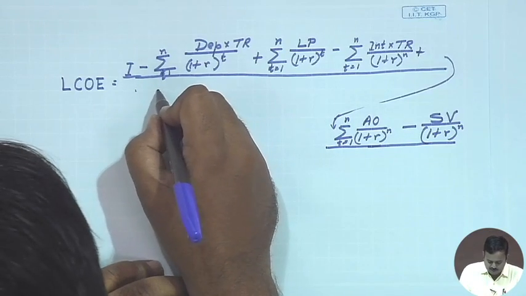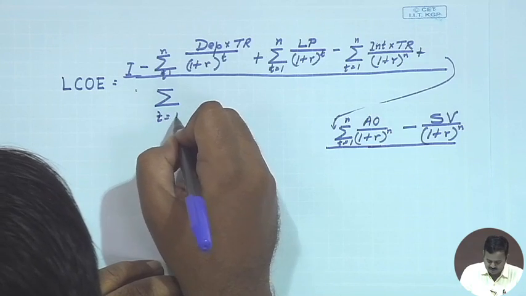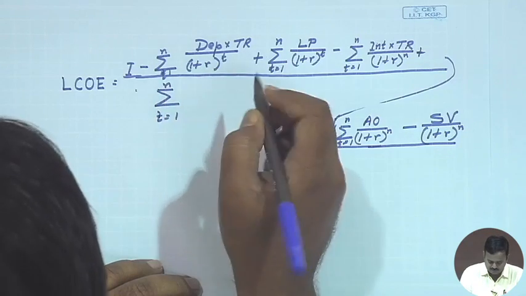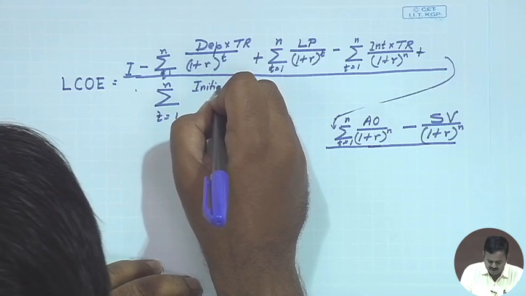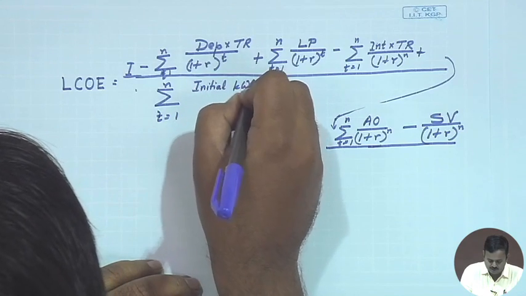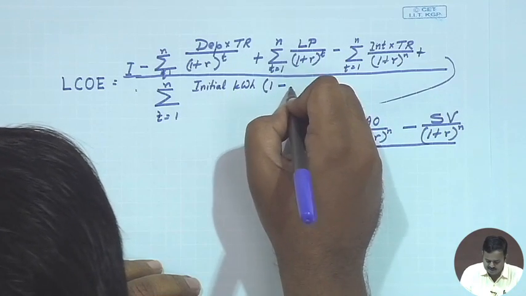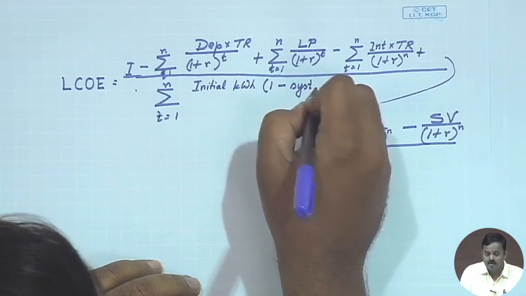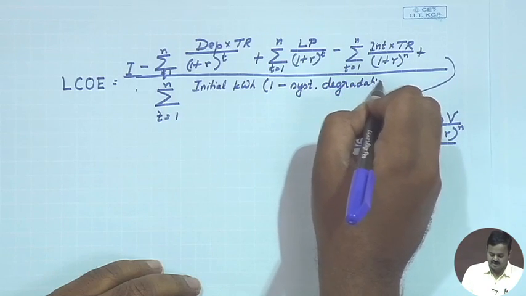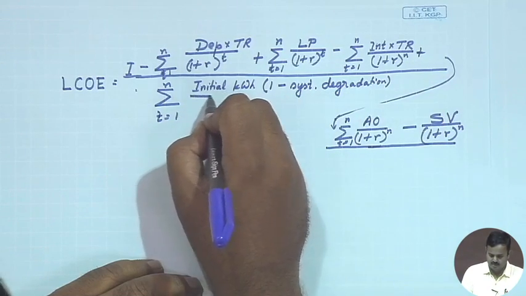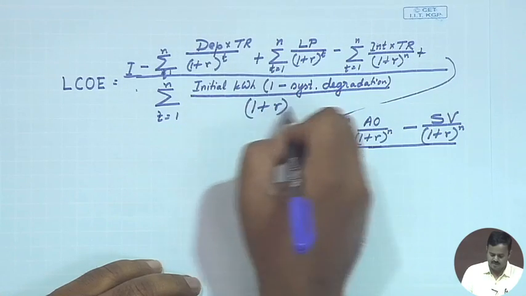And what is going to be the denominator? Again, sum over t from 1 to n of initial kilowatt hour times (1 minus system degradation), divided by (1 plus R) to the power n.